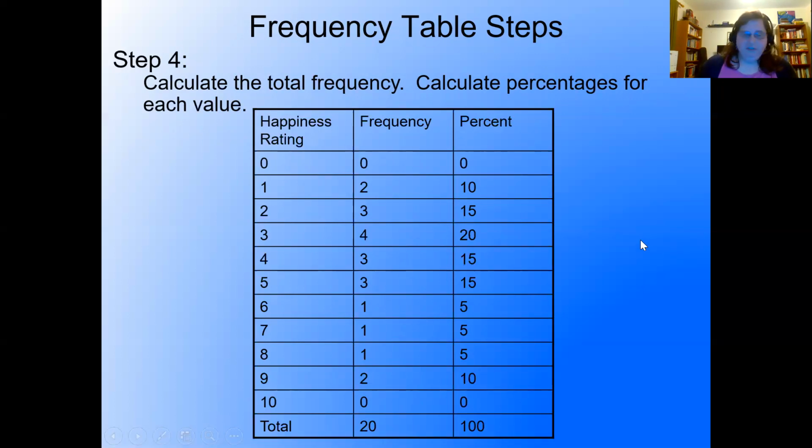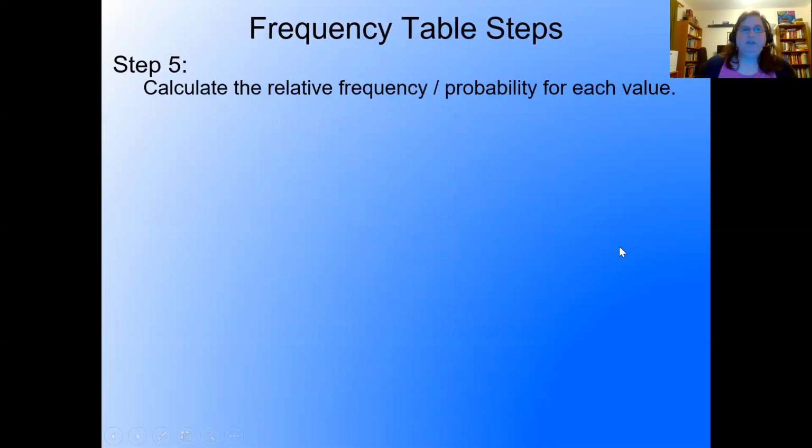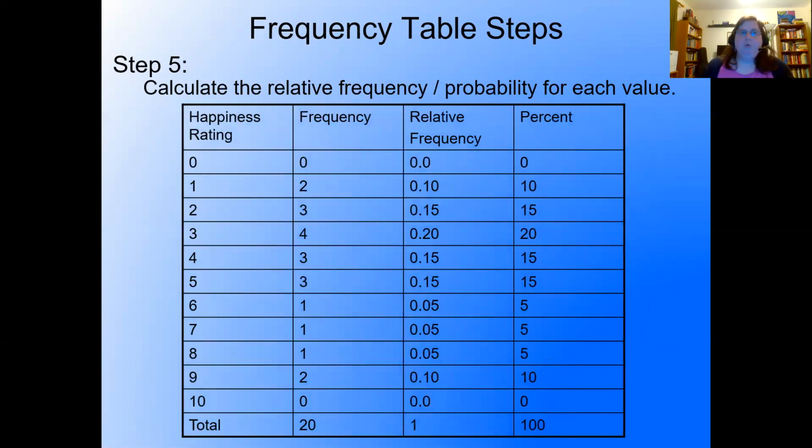And then some people like to also include the relative frequency or probability for each value. Well, we already did that. That's the step we took before we even got to percentage, right? 2 divided by 20, 0.10. Multiplied by 100, 10. 3 divided by 20, 0.15. Multiplied by 100, 15. 4 divided by 20, same story, 0.20. Multiplied by 100, 20. Okay, so that's the other piece there.